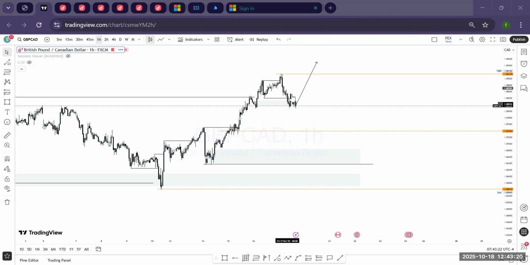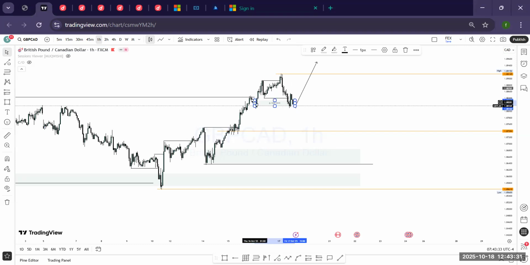Avoid buying from here because this is in the premium area. You don't look for buying opportunities in this area. Though this is a valid point of interest, because it's in a premium zone, you don't look for buying. Even though the setup looks fine, you need to wait for price to cross the border to the discount zone before you buy.